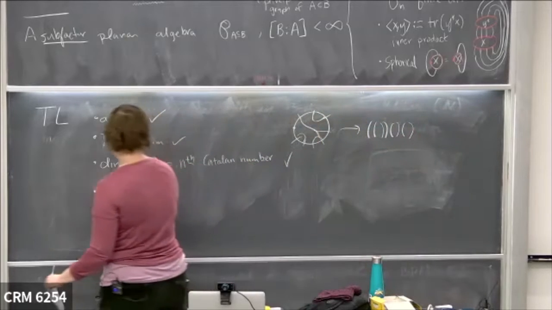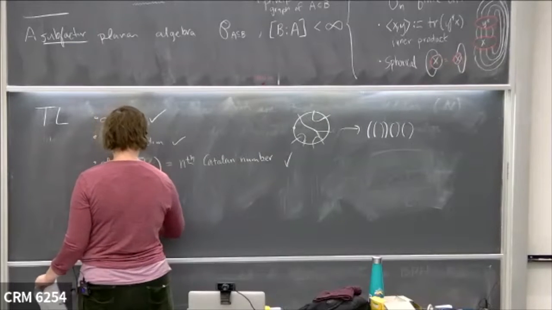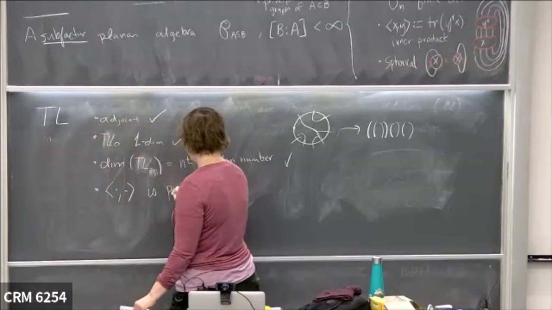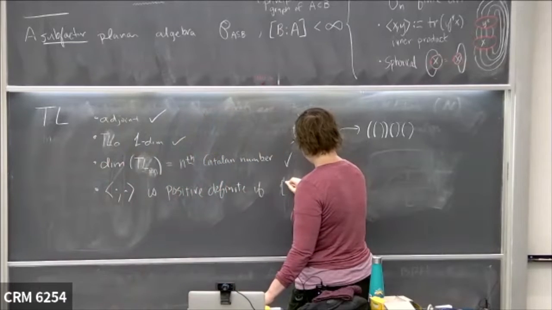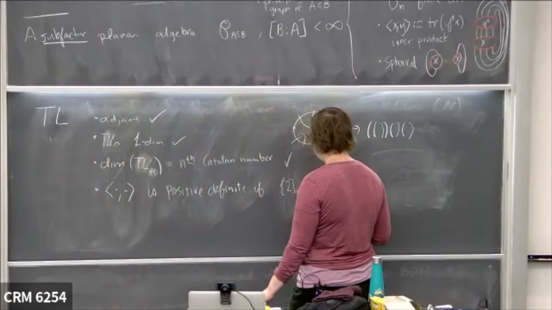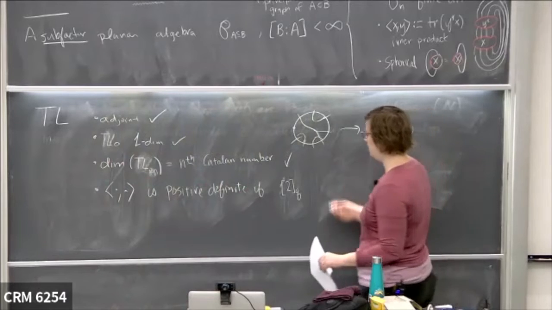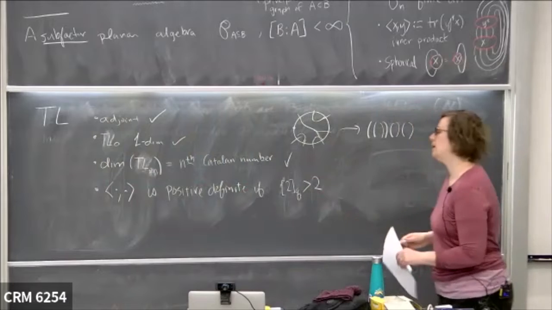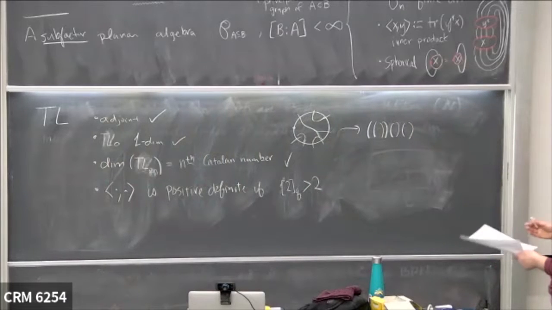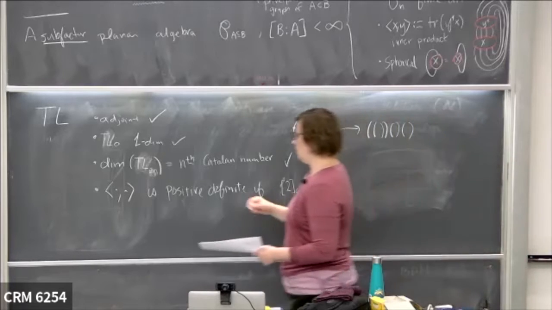Positive definiteness of the inner product. Well, without going into detail here, this is always positive definite. Remember, we had quantum 2 being our loop factor in the Temperley-Lieb algebra, as long as this is bigger than 2. And in the subfactor cases that we care about, as long as our index is more than 4, this holds. So, okay.